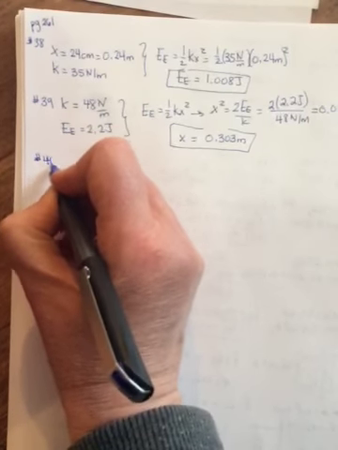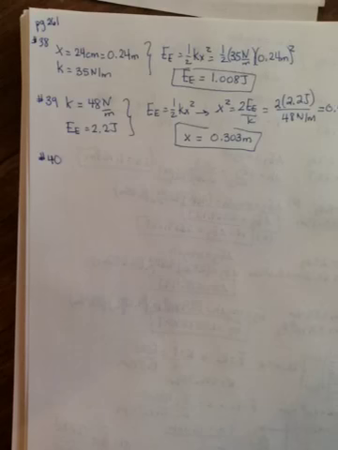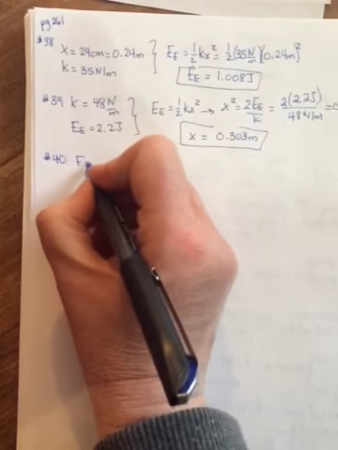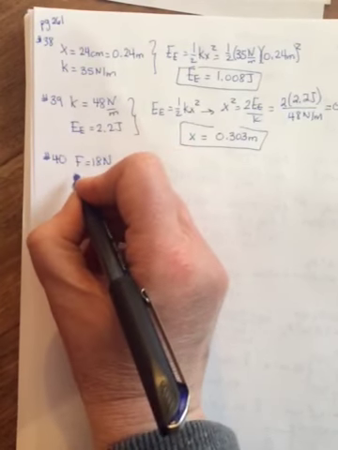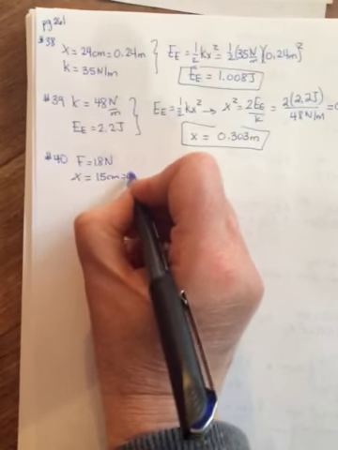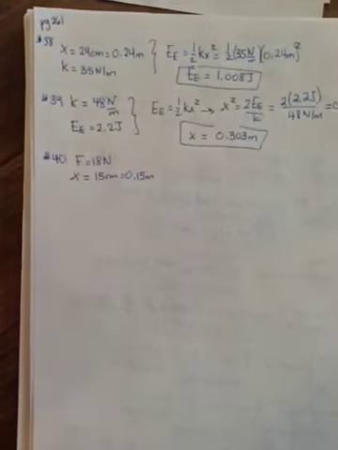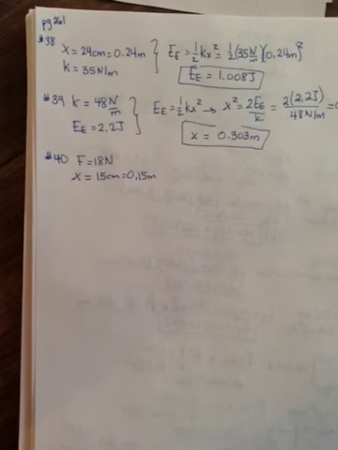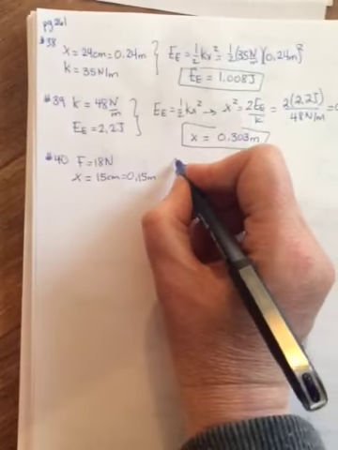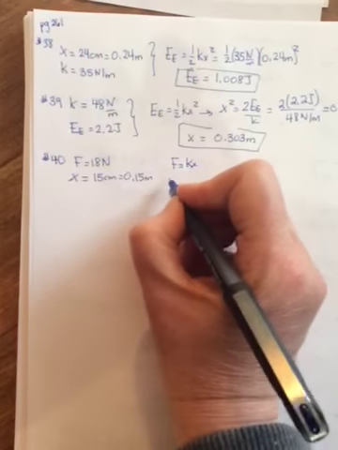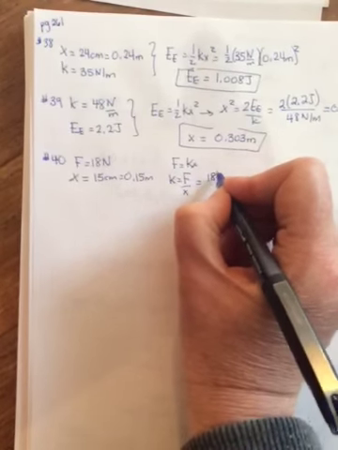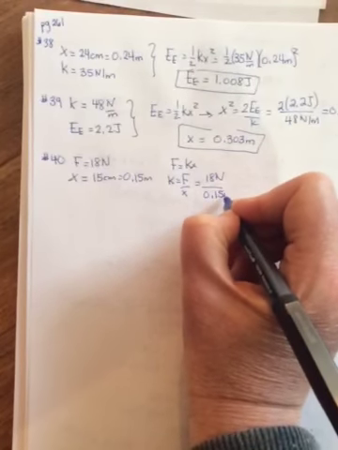Number 40 says, a force of 18 newtons compresses a spring by 15 centimeters. So F is 18 newtons, X is 15 centimeters, or 0.15 of a meter. And then the question wants to know, by how much does the potential energy change? Before you can find EE, you need to get K. And you can get K by doing F equals KX. So K equals F over X. So 18 newtons divided by 0.15.